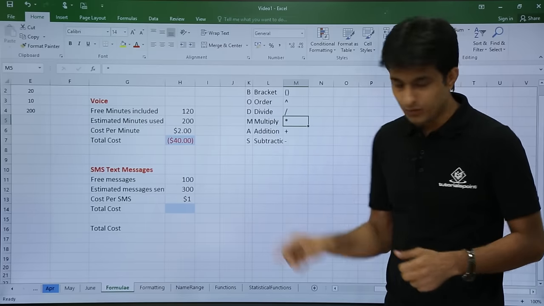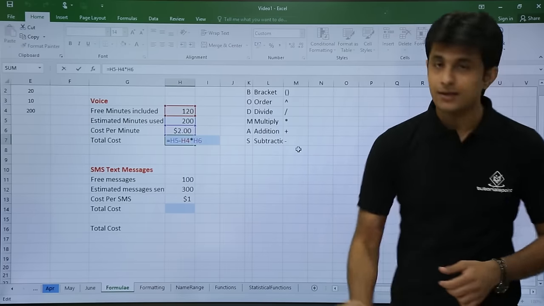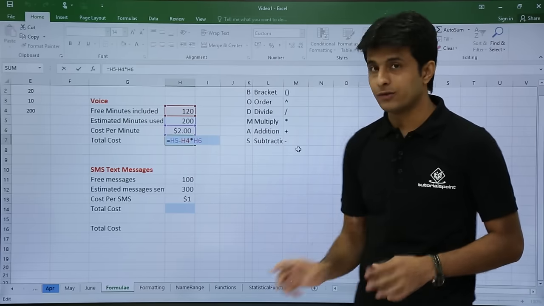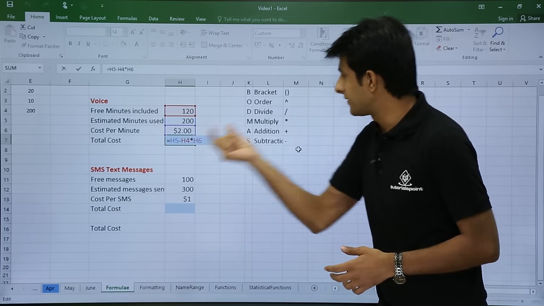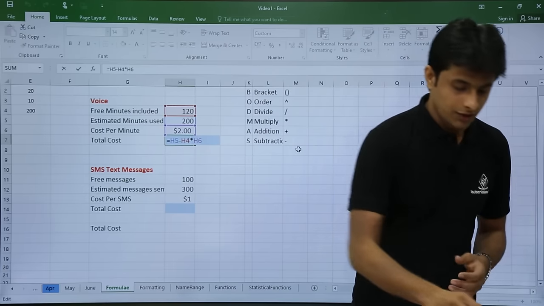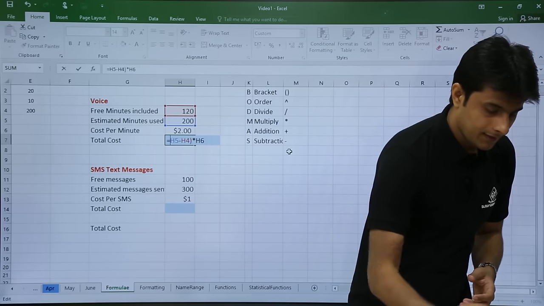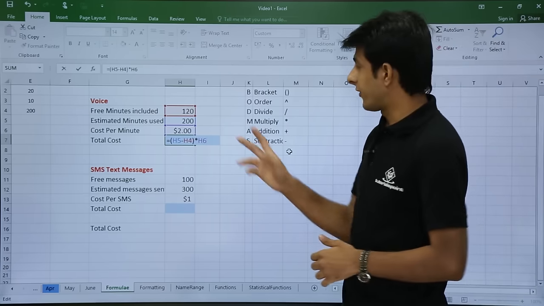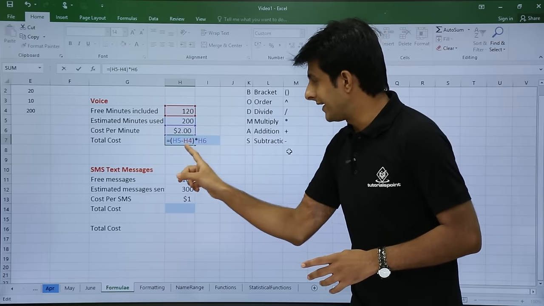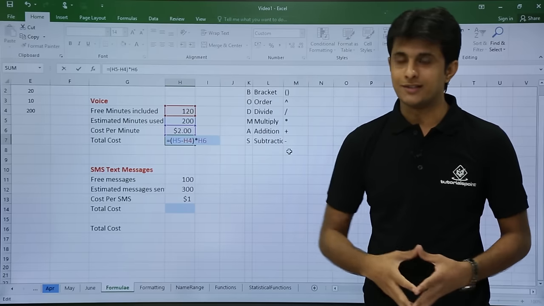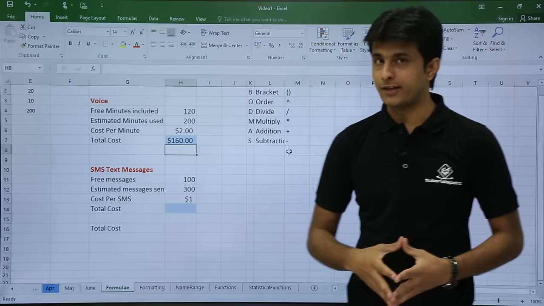So therefore, what has to be done is, in this cell, I'll put H5 minus H4, that has to be given as first preference. So I'll put this H5 minus H4 into a bracket. Yeah, that's it. So I've entered it into a bracket. Now the expected answer is 80 multiplied by $2, that is 160. So when I press enter, now you can see $160. So the answer is absolutely correct here.